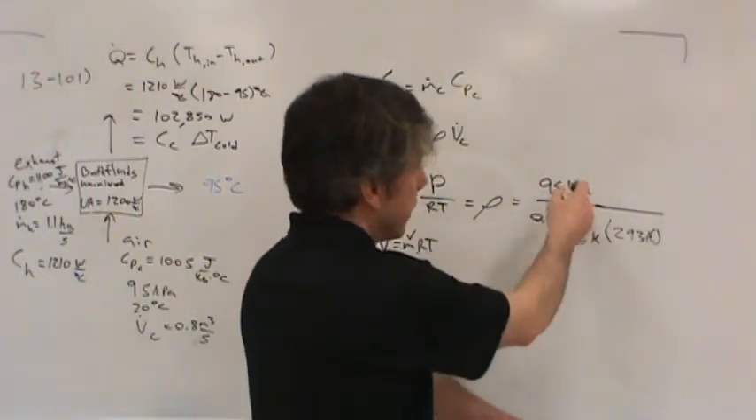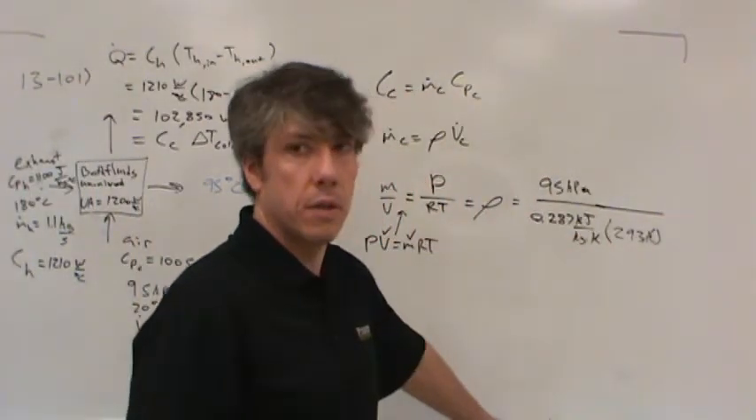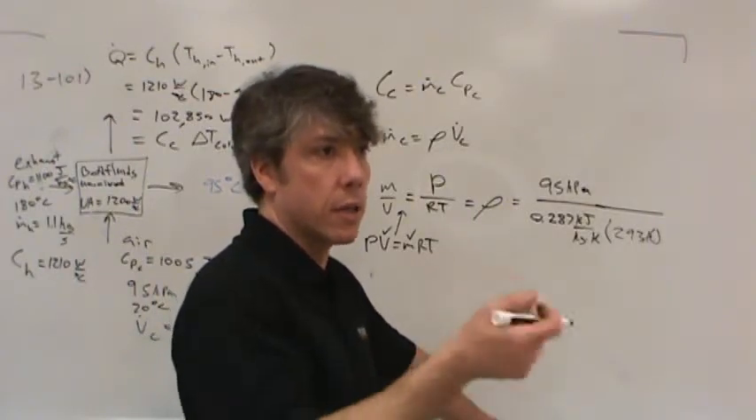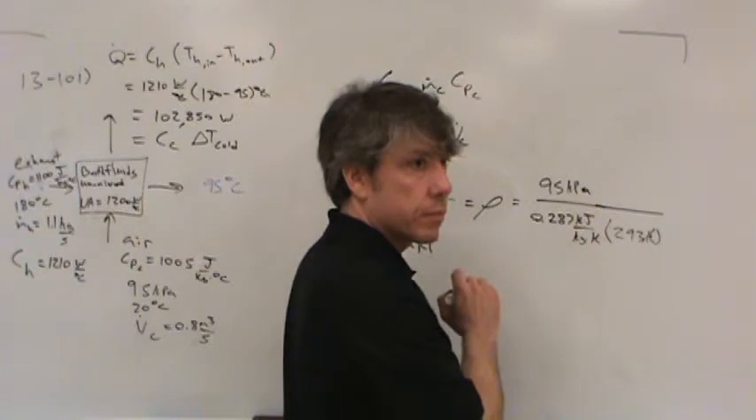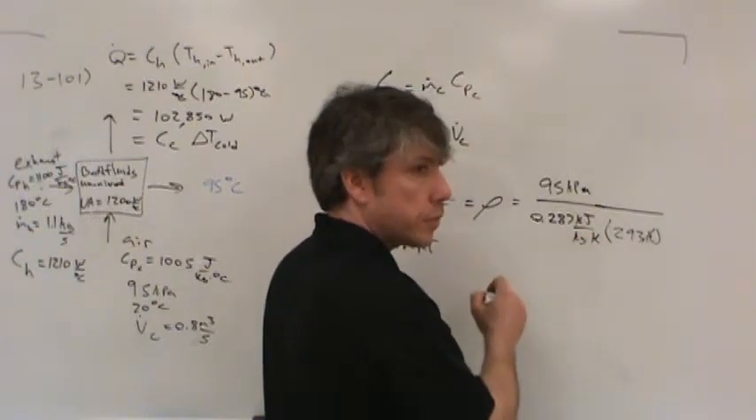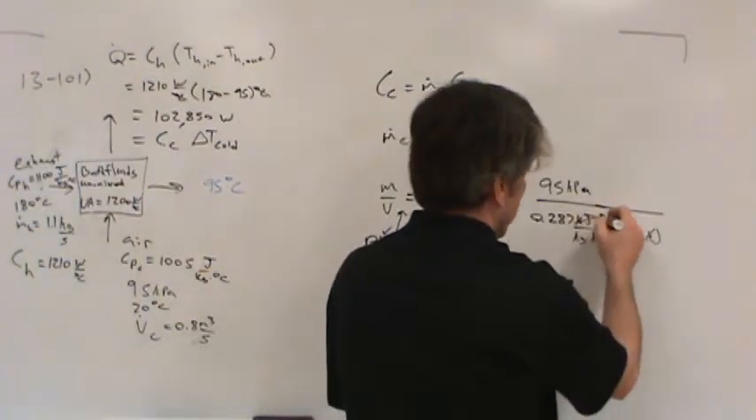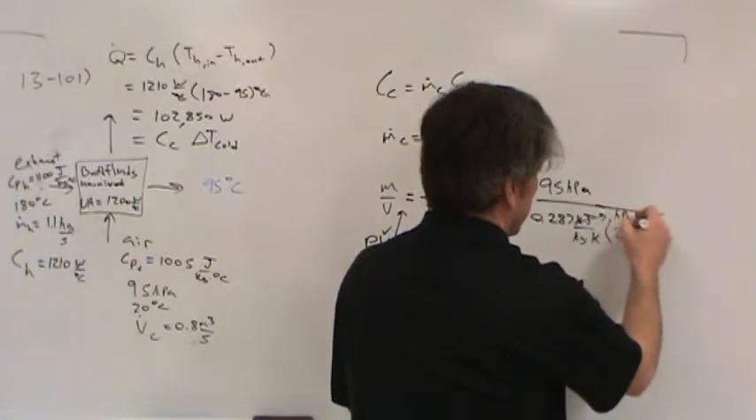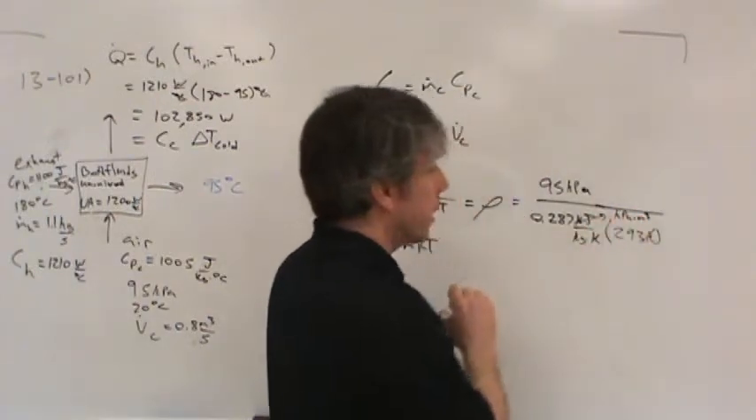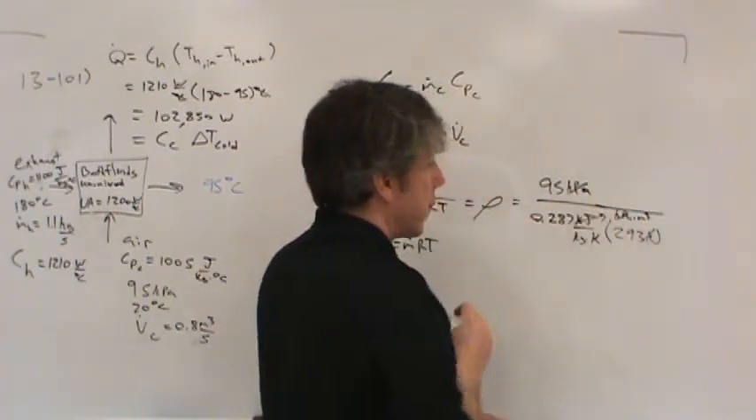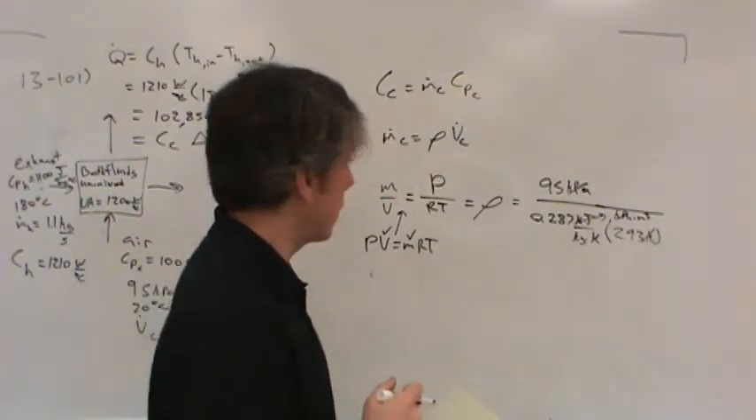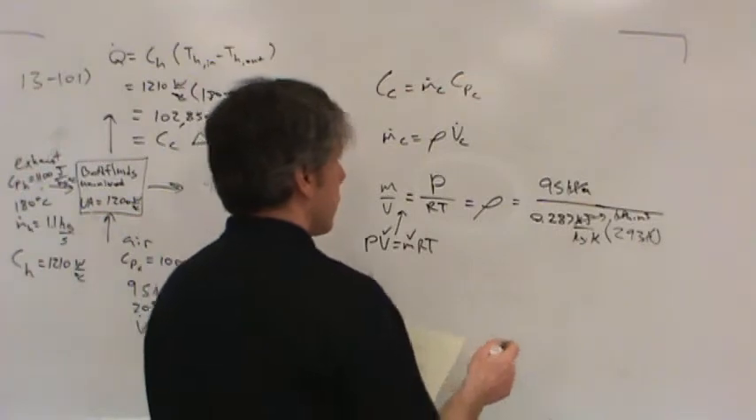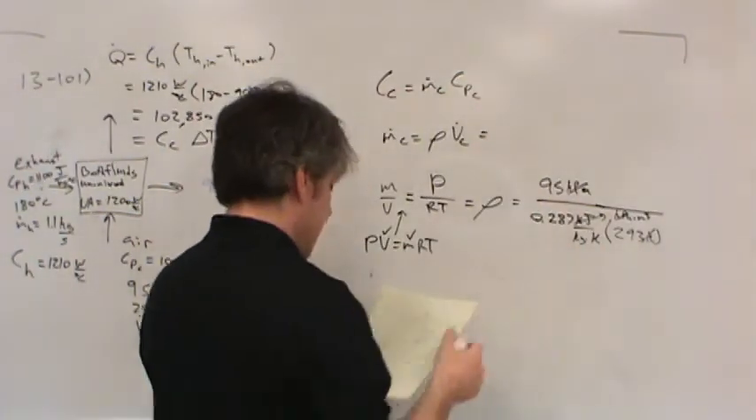Now, what about the units over here? This doesn't look like the units of density to me. I'd like to see kilograms per cubic meter. So what is a kilopascal? Or better yet, what's a kilojoule? Good. A kilopascal multiplied by a cubic meter. That's what a kilojoule is. So let's get rid of the kilopascals, and sure enough, we have kilograms per cubic meter. So it works out.